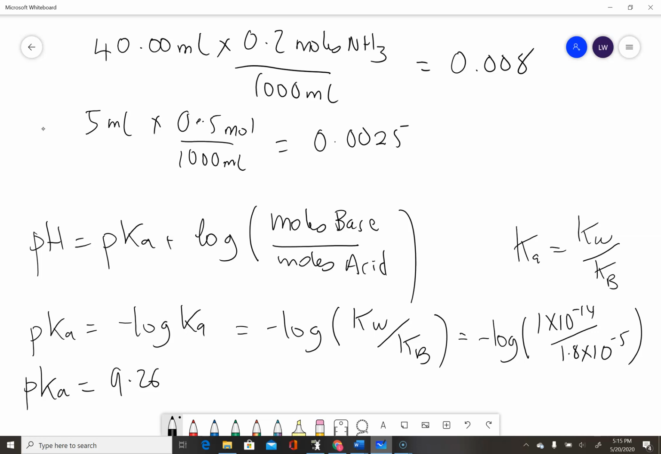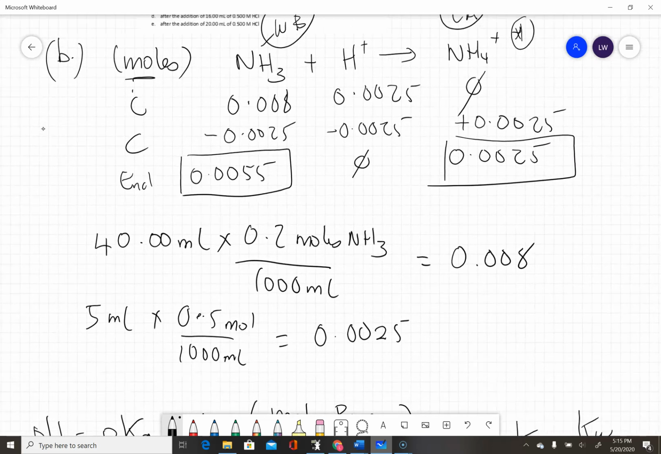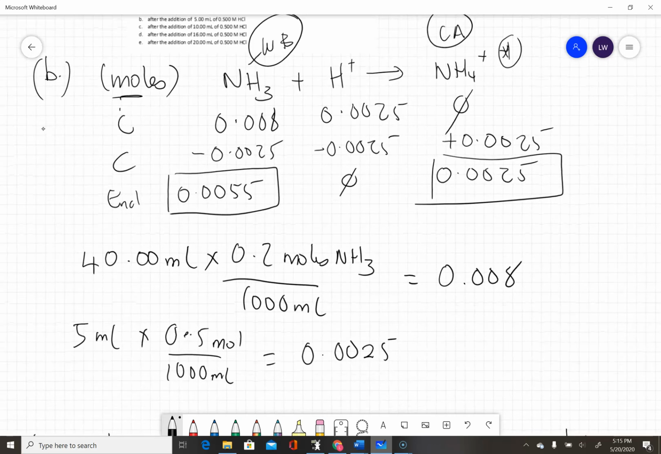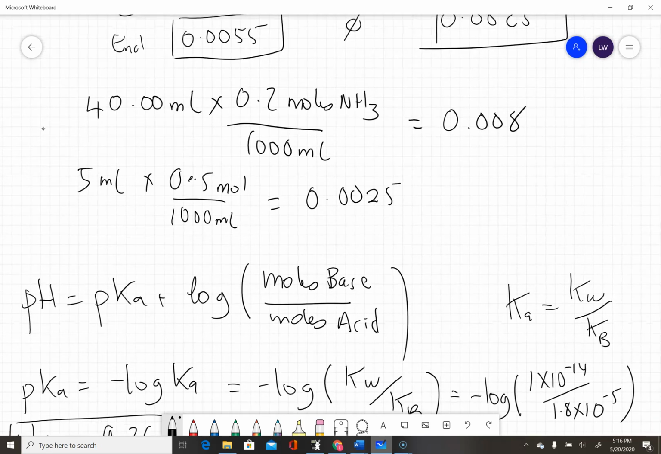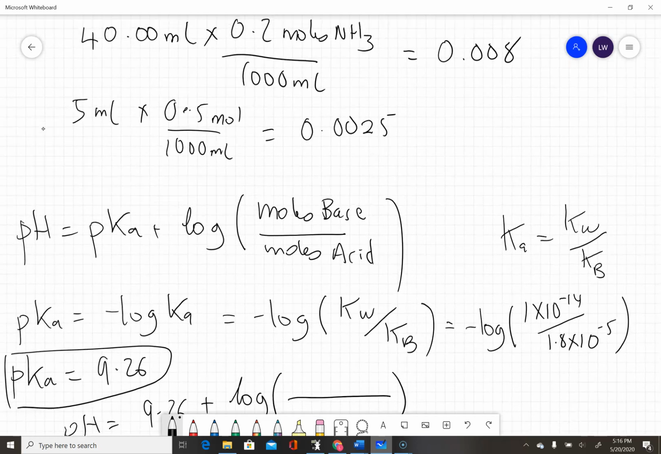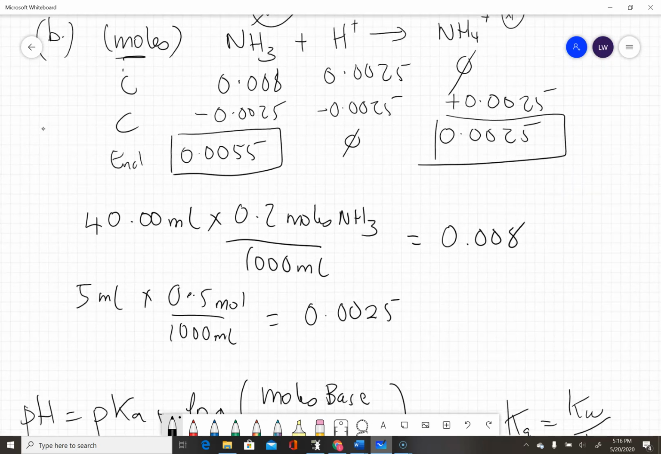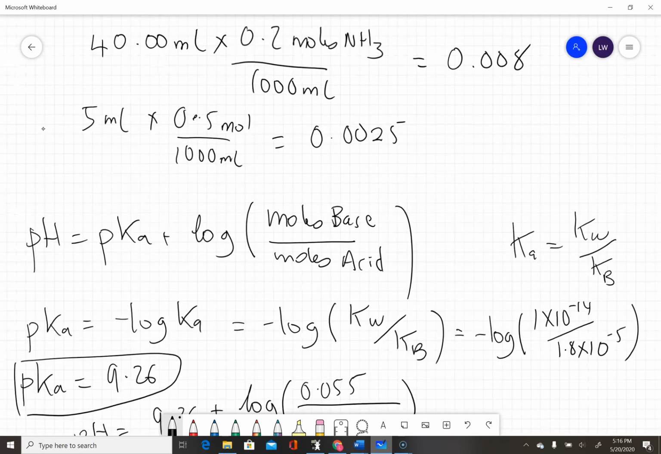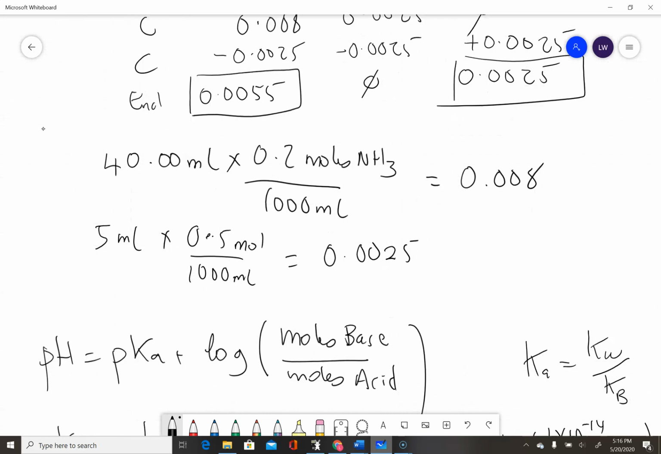Now we already had our moles of base and our moles of acid from our previous calculation at the top here. So there's our moles of acid, 0.0025, and there's our moles of base, 0.0055. Okay, so pH is equal to pKa, 9.26, plus log of moles of base, it's just up there, 0.0055, over moles of acid, there it is, 0.0025.